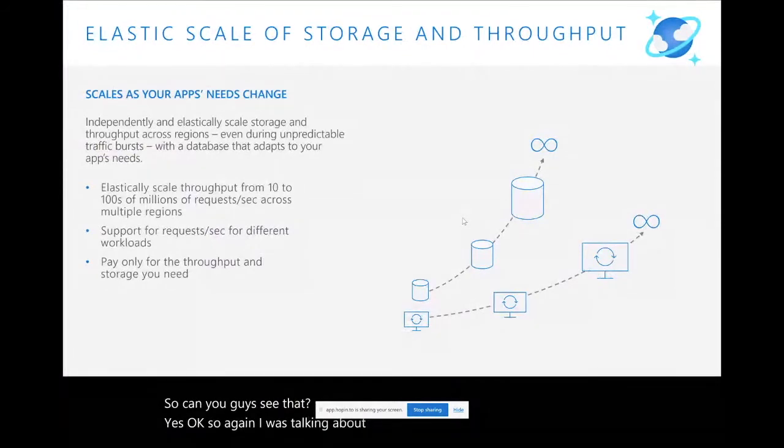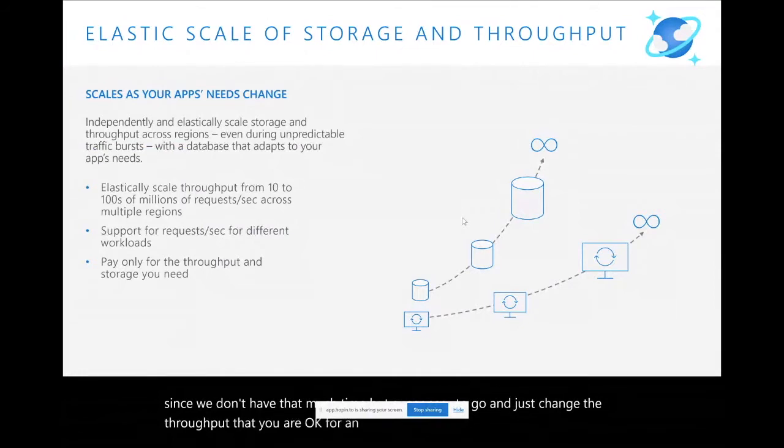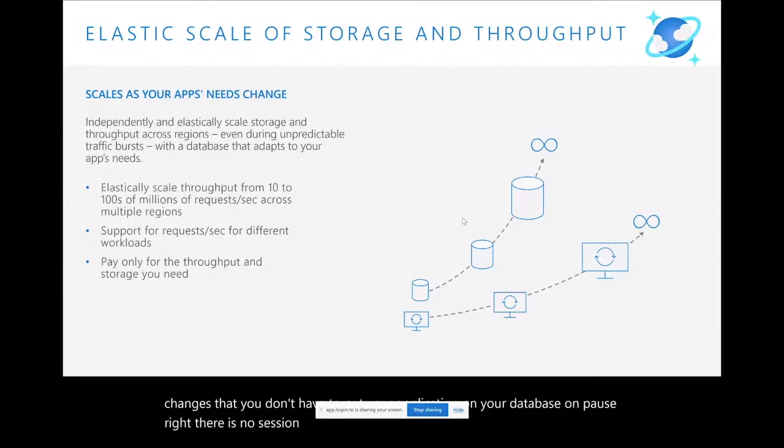So again, I was talking about scaling. I try not to jump to the portal now since we don't have that much time, but it's super easy to go and just change the throughput that you allocate for an application. Now, the great thing about this change is that you don't have to put your application or your database on pause, right? There is no session interruption. The scaling happens online. That's very different from what you're used to in traditional relational databases.